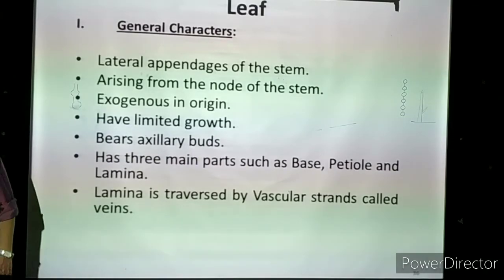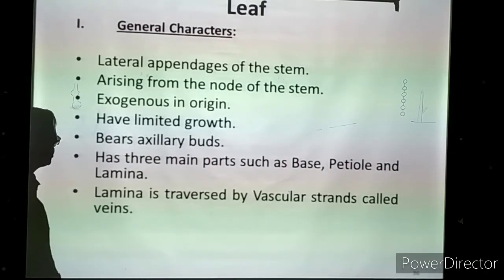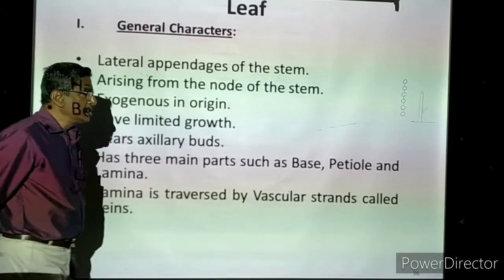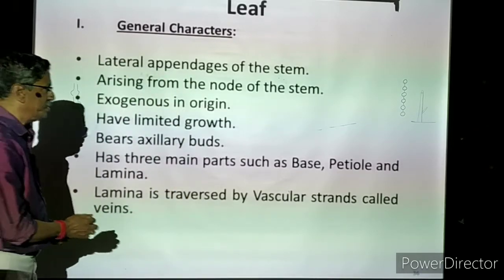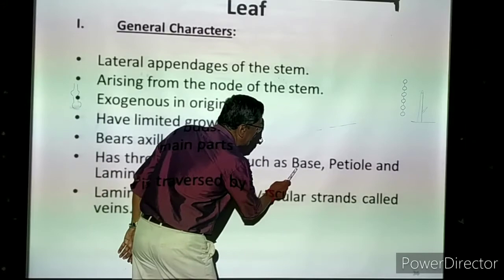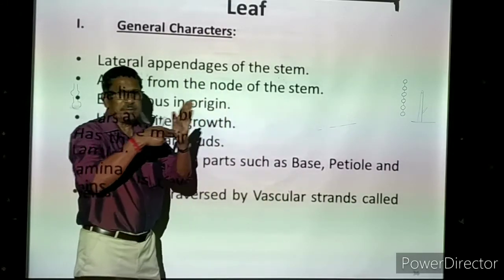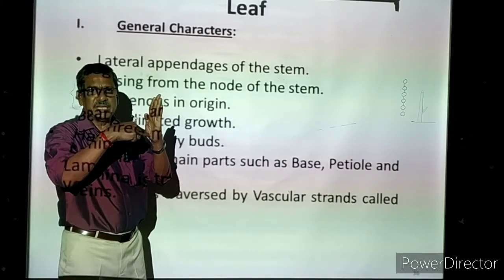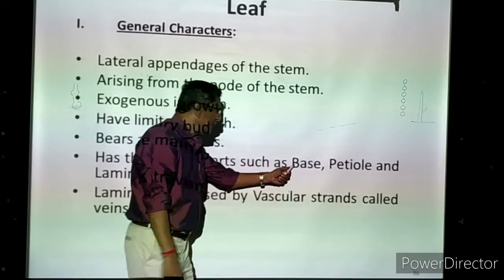A leaf has three main parts. Any leaf if you take, generally three parts will be there. One is the base of the leaf. We are going to study about that base of the leaf in a separate picture. The base only will touch the stem. Now this is the main stem, the node is there, and the base of the leaf is touching the stem. That is called the leaf base.